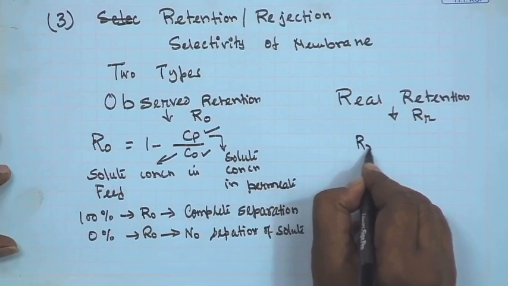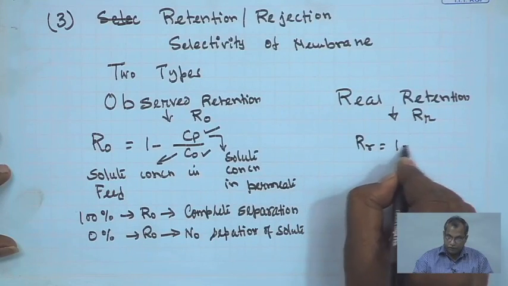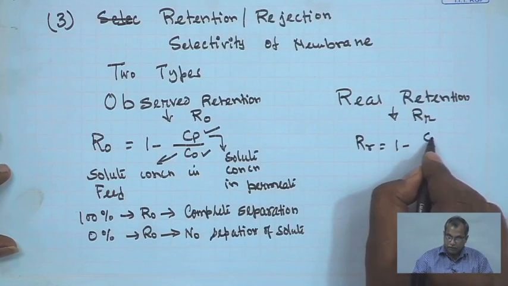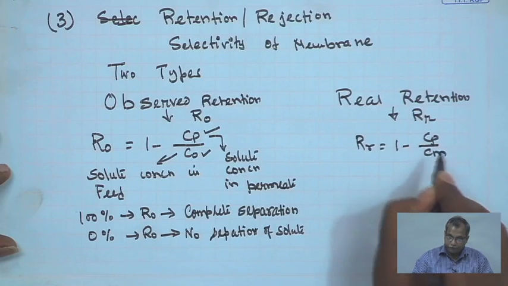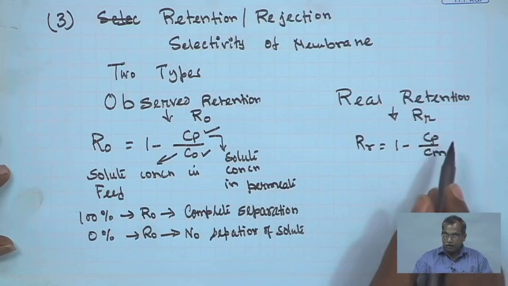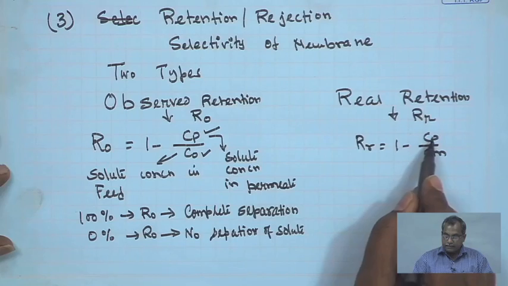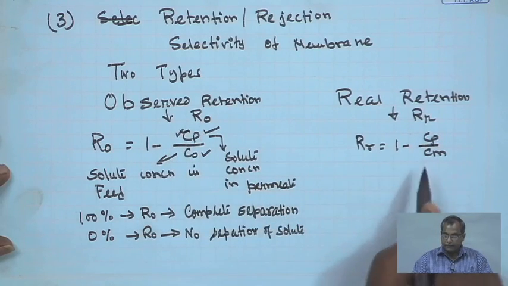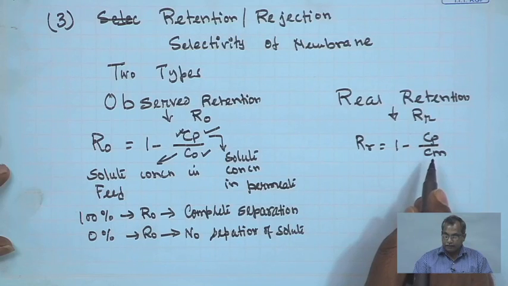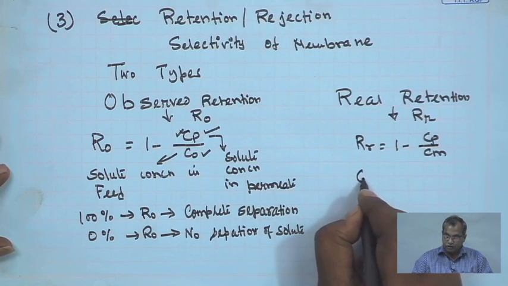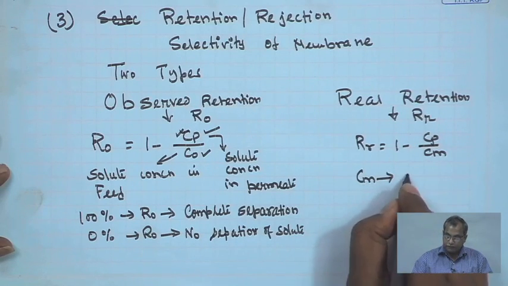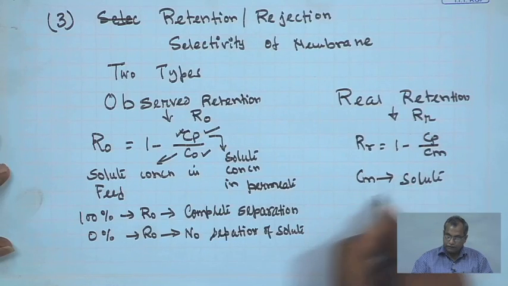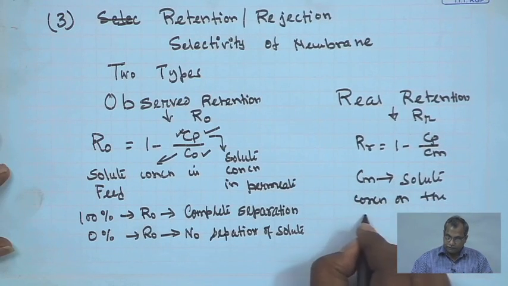What is the real retention? The real retention is the actual potential of the membrane to separate. It is defined as 1 minus Cp by Cm. Now, let us define what Cp and Cm are. Cp has the same definition as here: the solute concentration in the filtrate or permeate stream. Cm is nothing but the solute concentration on the membrane surface.